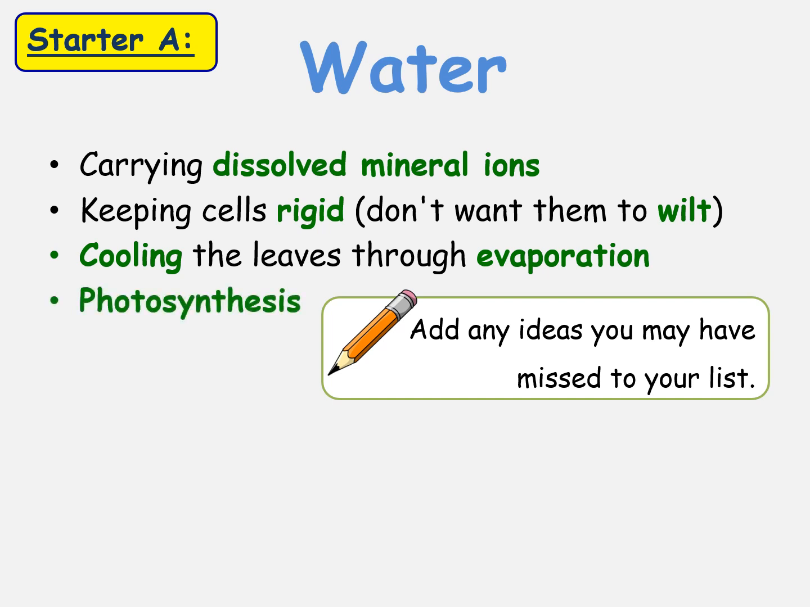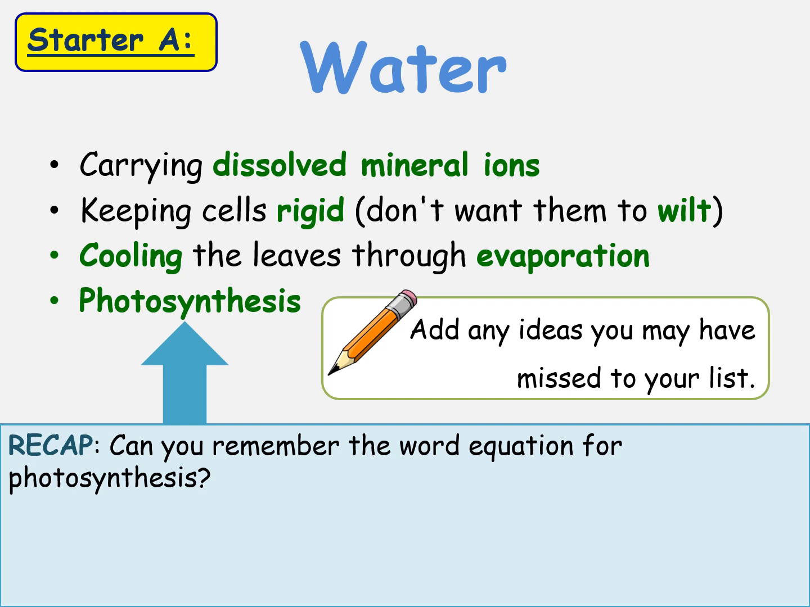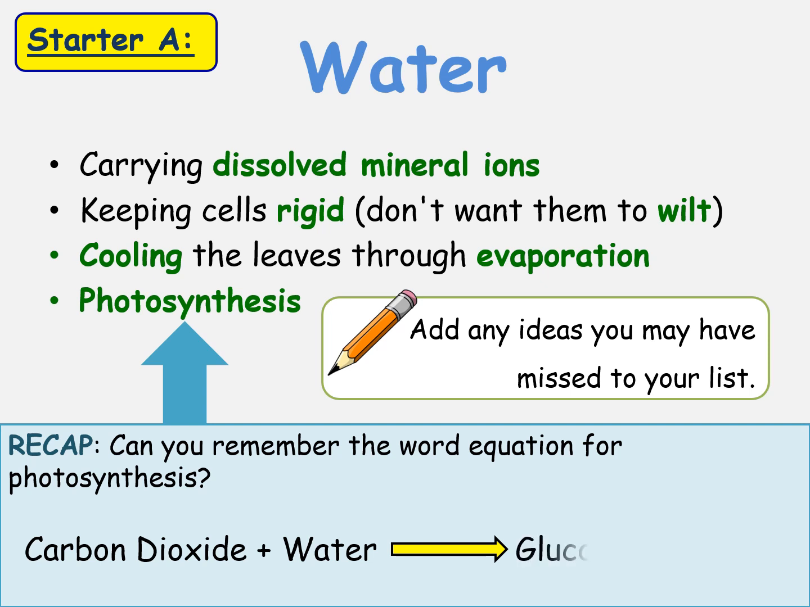Okay, and the big one, photosynthesis. So water is obviously one of the reactants in photosynthesis, and I'm hoping, as I'm talking about reactants now, that you can remember the word equation for photosynthesis. So we know that water is one of the reactants, and it needs to react with carbon dioxide, and that reaction takes place in the chlorophyll using energy from sunlight. So it's an endothermic reaction, remember, and the products of that are glucose and oxygen. Okay, the oxygen is lost from the leaves.